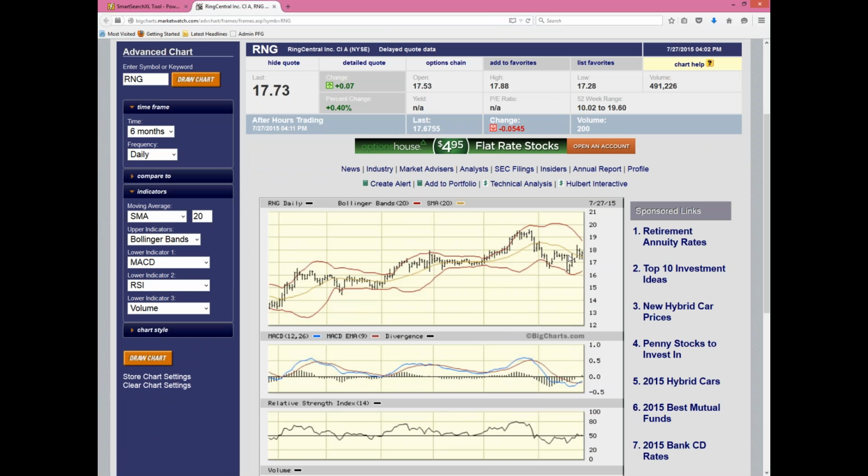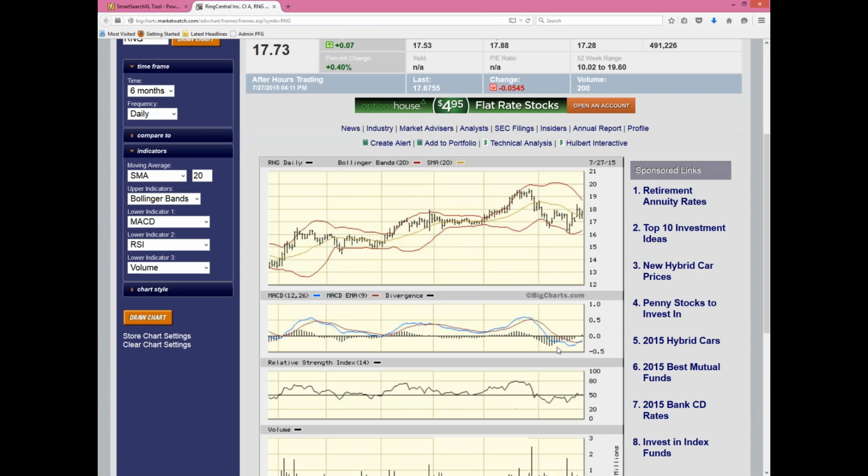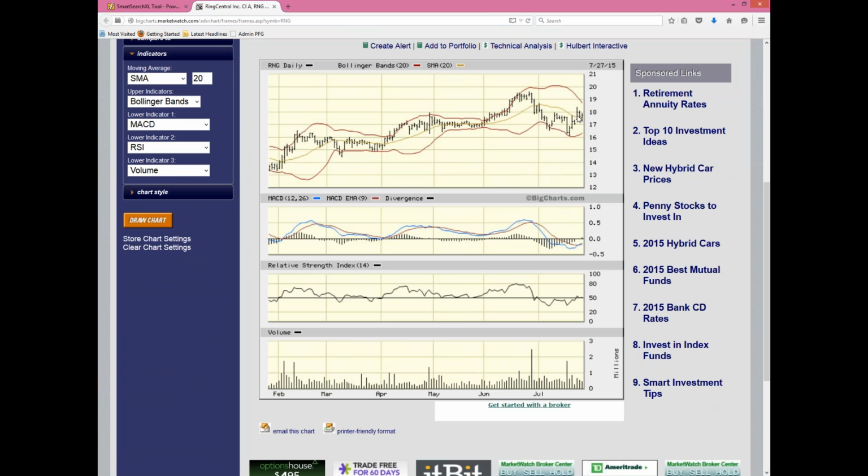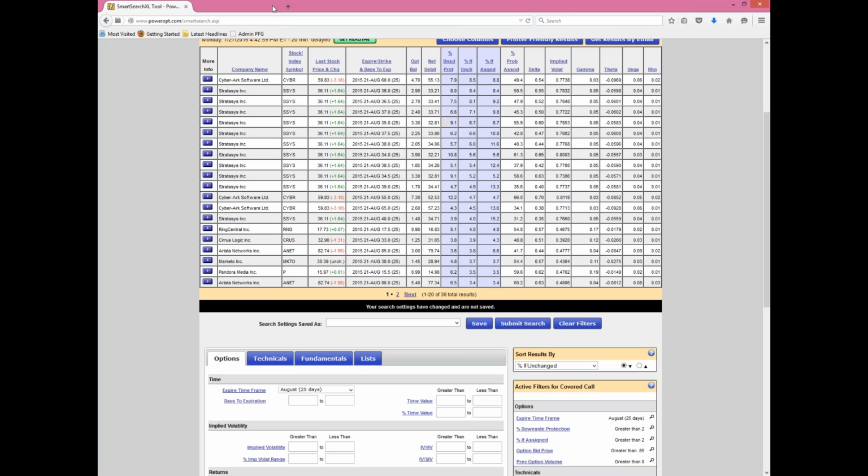Okay, so this one's pulled back, but it's moved back above the 20-day moving average. MACD is gapping up again. Probably looking a little bit better, although Stratus probably was a stronger one with the prices here. Okay, so again, I would set those other criteria for what I'm looking for, but let's say with Stratus.